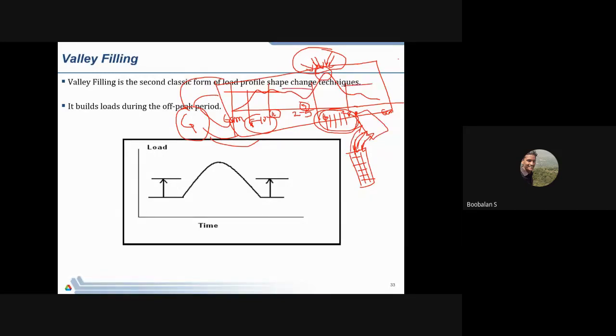Now the peak demand is getting neglected, and my valley is filled. A smooth load curve will result. So this is my load curve. The energy for storing in the battery can come from the utility power supply itself, but the storing time should be before or after the peak hour.